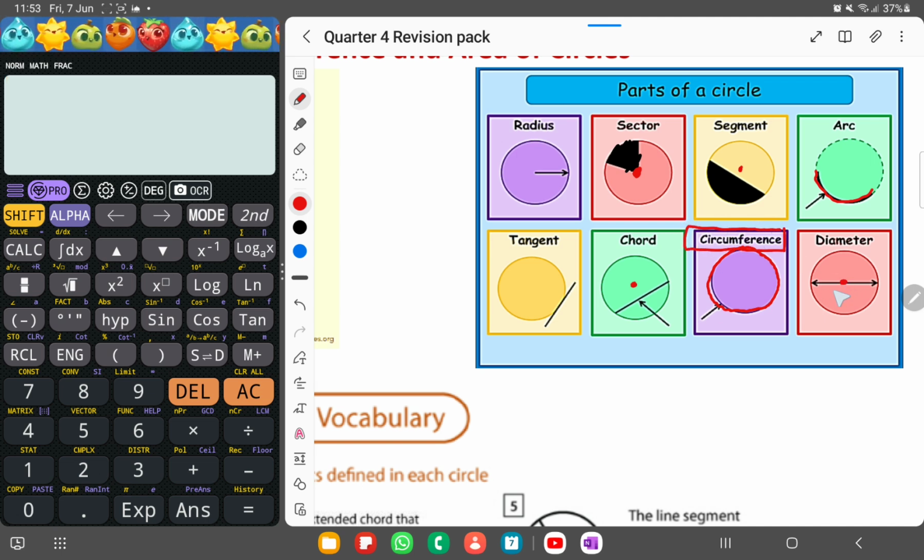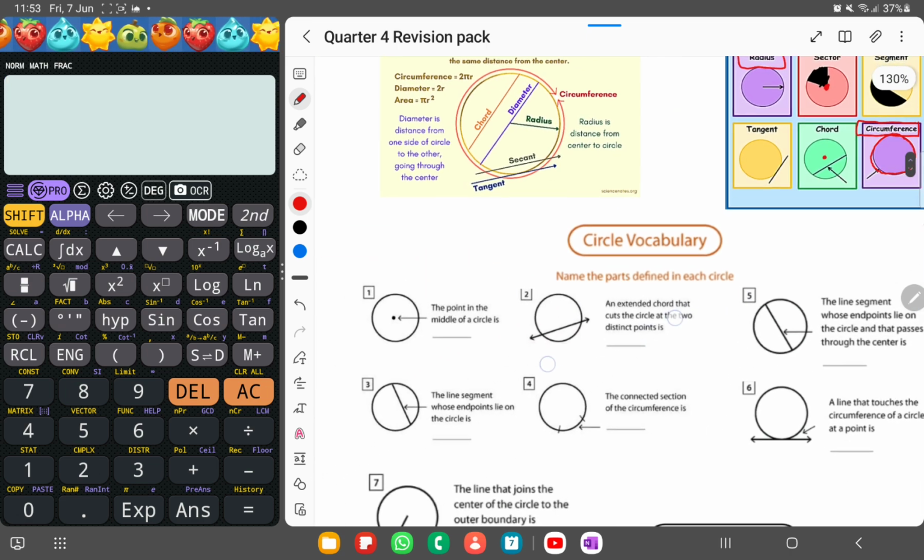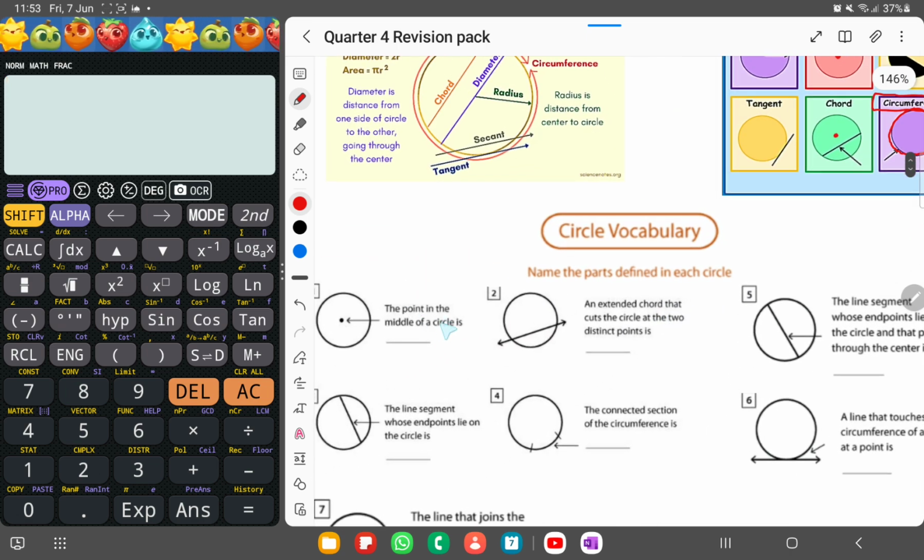The diameter, what is the diameter? There is a strong relation between the diameter and the radius. If you know that the diameter is 10 centimeters, the whole thing here is 10 centimeters, so you can get the radius, which is 10 divided by 2, which is 5 centimeters. Very good. So quickly, the point in the middle of the circle is the center.